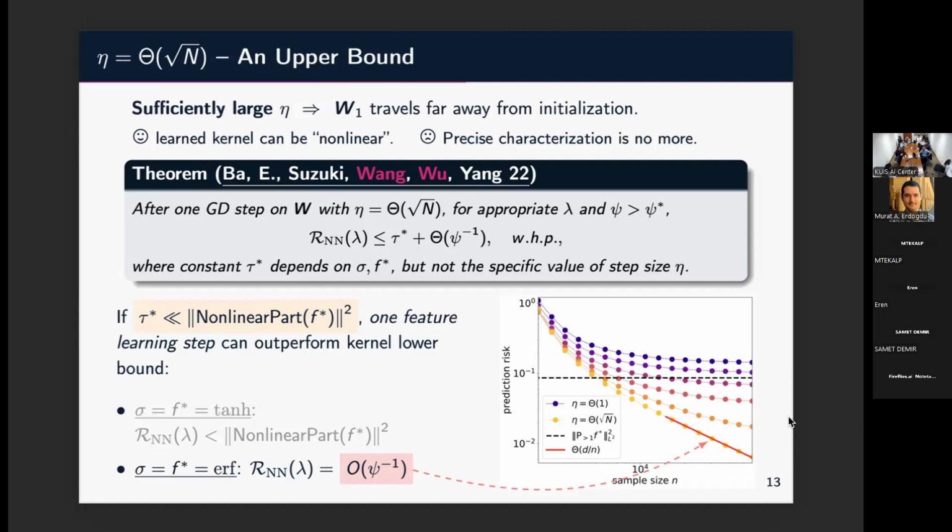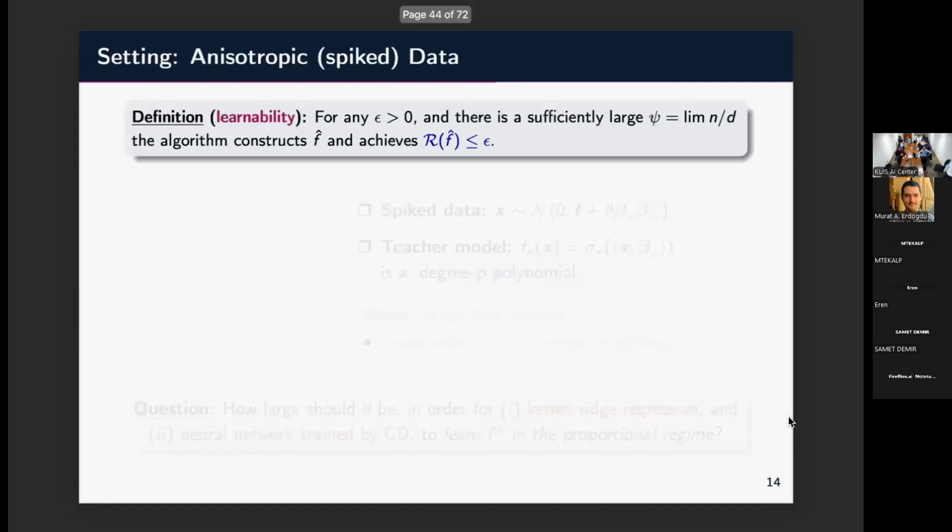So this learning curve, if you look at this orange line, tells me that if I increase psi, I can make it go to zero. So here is my learnability definition. If I can increase this parameter psi and make this risk as small as I want, then I'm going to say I'm actually learning. If I can make the risk arbitrarily small just by increasing the parameter psi, basically the number of samples, then I'm saying I'm able to learn this function.